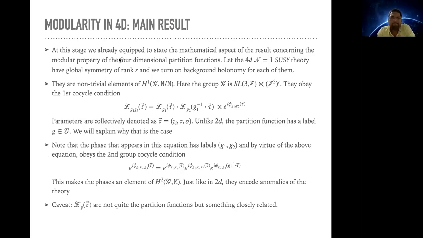So as I said, what we will do is we will consider a 4D N=1 supersymmetric theory with global symmetry of rank R. And we turn on background holonomy for each of these global symmetry Cartan generators. Now, the result is that the partition functions are non-trivial elements of the first group cohomology.